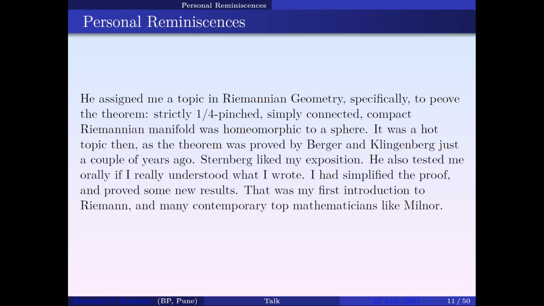It was a hot topic at that time. I think Sternberg had proved the major theorem in 1962, and I was writing on these papers in 1965. Well, Sternberg liked my exposition. He also tested me orally if I really understood what I wrote. I had simplified the proof and proved some new results. That was my first introduction to Riemannian geometry and many contemporary top mathematicians like Milnor at that time.